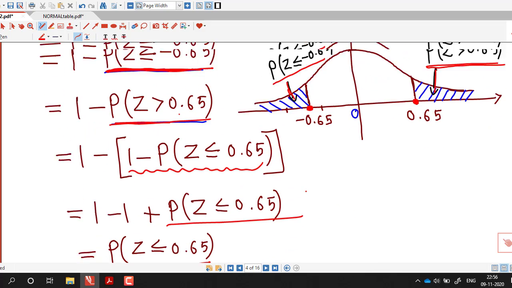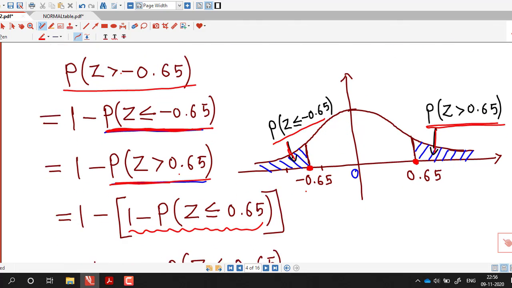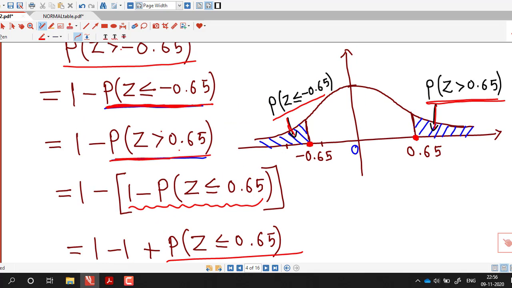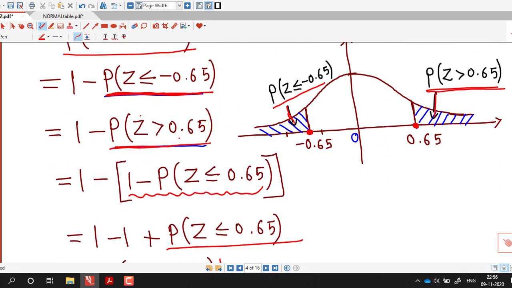But we must know all the methods. Sometimes in examinations the table is not given but table values are given. So suppose you are given this table value, then you have to go in this way only.